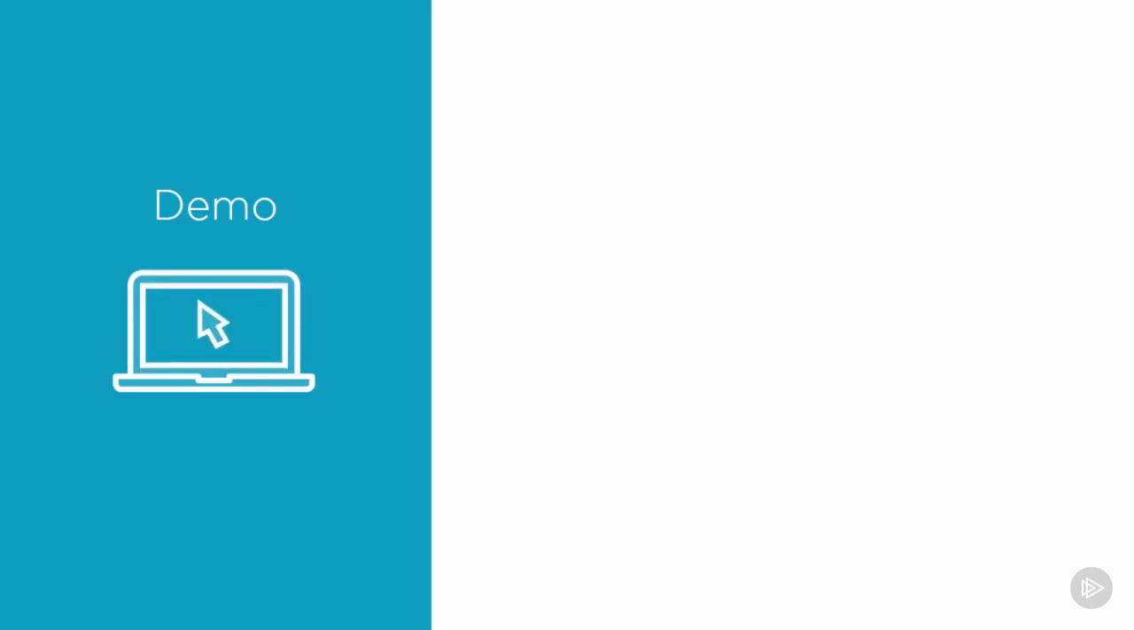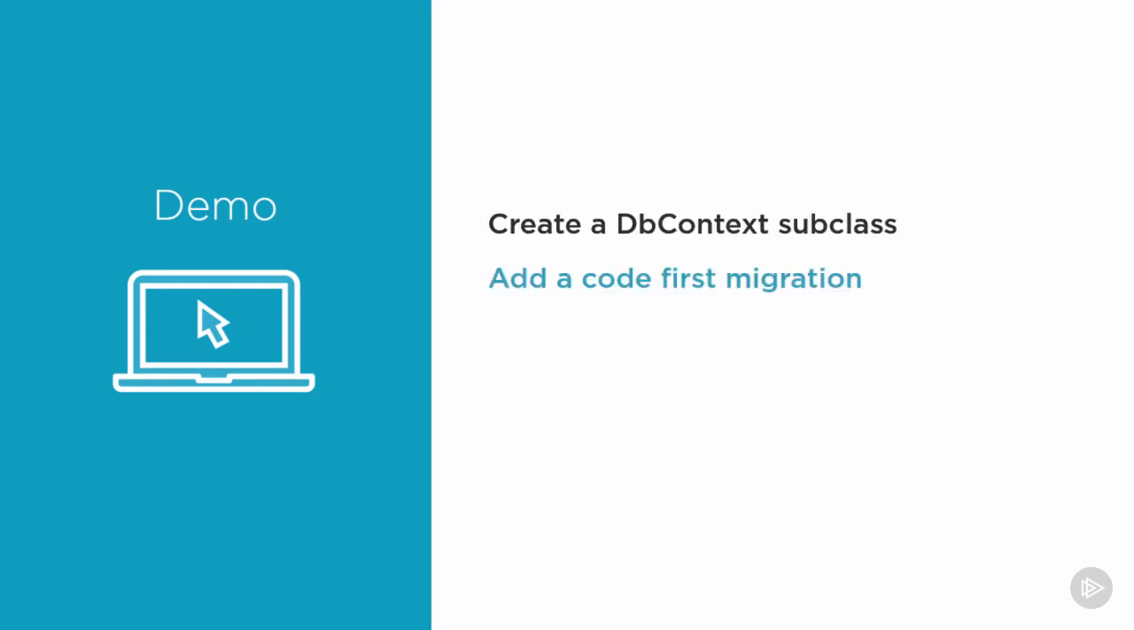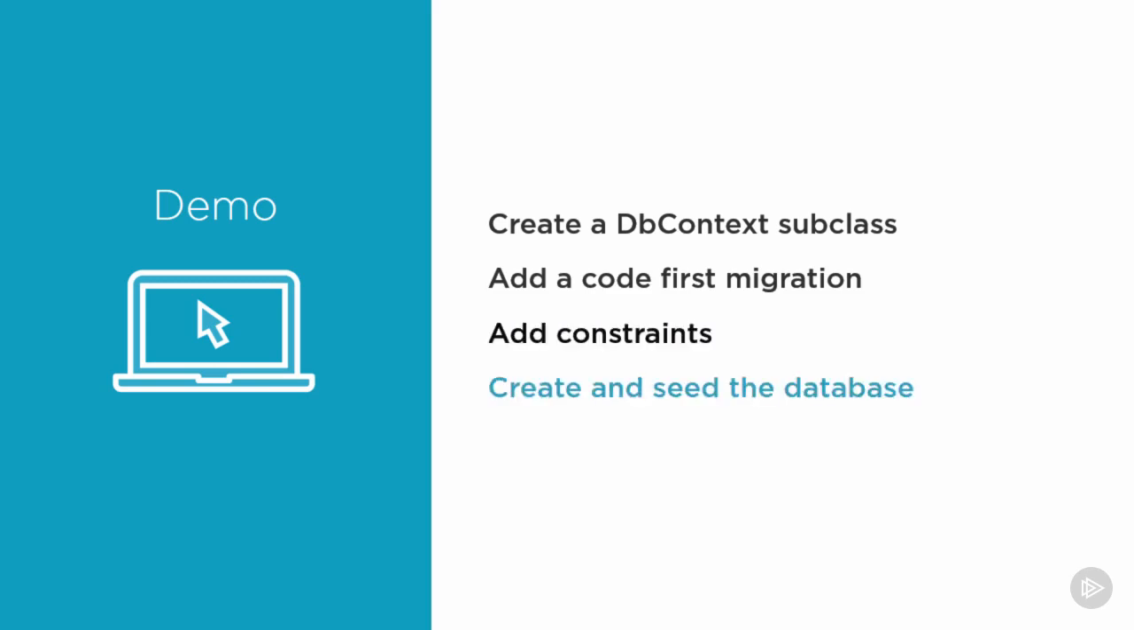In this demonstration, we will set up Entity Framework code first. You learn how to create a DB context subclass before you add a code first migration to the Data Access project. Then we will also add some constraints to our friend model, and finally you will create and seed the database in SQL Server. Let's start now with the DB context subclass.